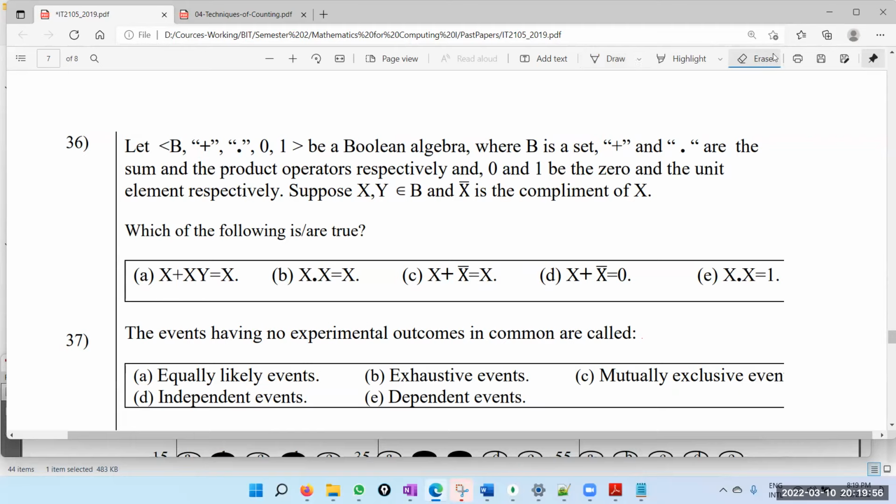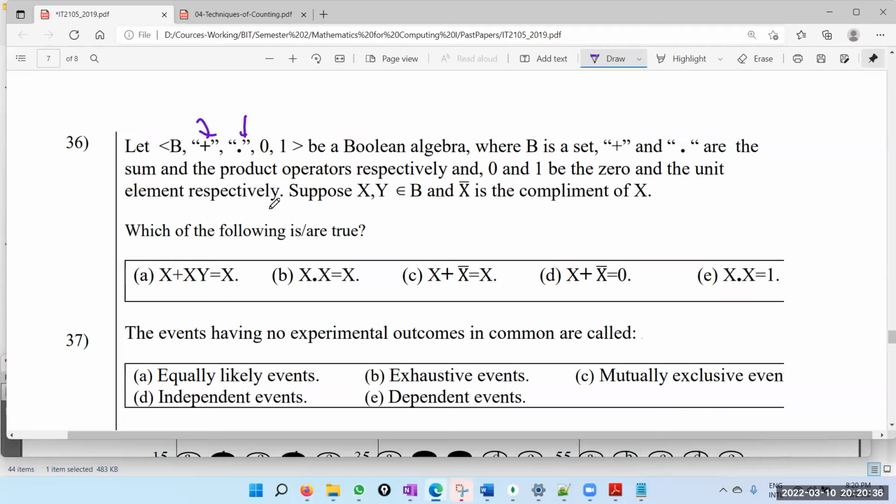So we have B as a set, plus that is our OR, dot that is our AND, and 0 and 1 are our false and true, right? B is a Boolean algebra where B is a set, plus and dot are the sum and the product respectively, and 0 and 1 are the zero and the unit element respectively. What is meant by zero and the unit element? Okay. So 0 and 1, unit element means 1.